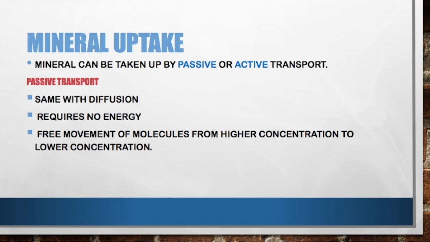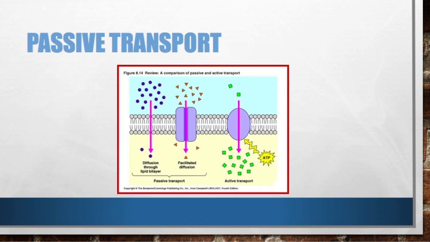So let us take a look at the diagram. So here we can see through simple diffusion, the higher concentration of ions at the outside will diffuse to the inside because of the lower concentration here. But there are also ions that cannot go through this plasma membrane because of their permeability. So with the help of carrier protein, the ion can go through.